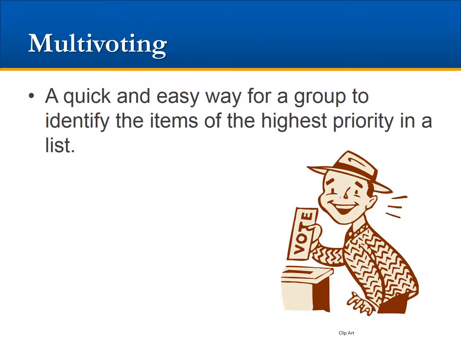Multi-voting is a quick and easy way for a group to identify the items of the highest priority in a list. Multi-voting narrows a large list of possibilities to a smaller list of the top priorities or to a final selection. Multi-voting is preferable to straight voting because it allows an item that is favored by all, but not the top choice of any, to rise to the top.